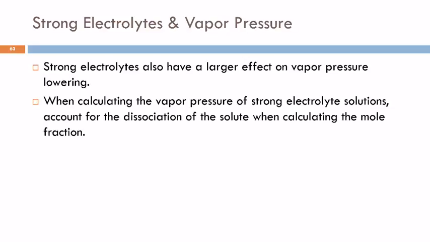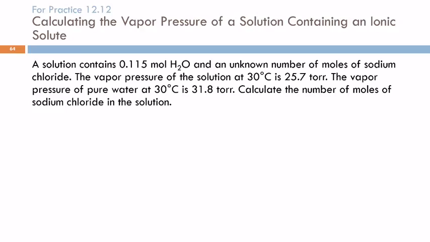Strong electrolytes also affect the vapor pressure. And when we're doing vapor pressure calculations, we have to think about the dissociation of the solute when we're calculating the mole fraction. Okay, a solution contains 0.115 moles of water and an unknown number of moles of sodium chloride. They're giving us the vapor pressure of the solution and the vapor pressure of pure water, and asking us to calculate the number of moles of sodium chloride in the solution.